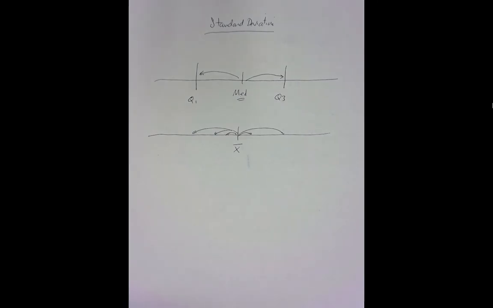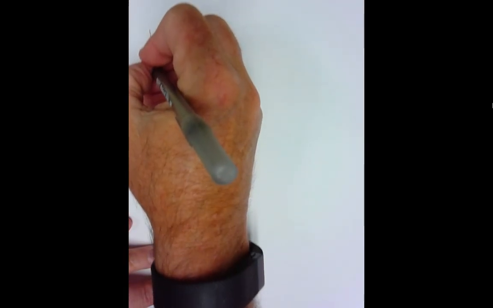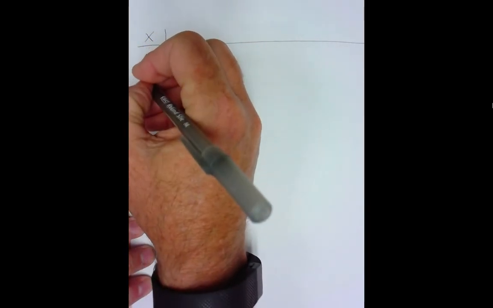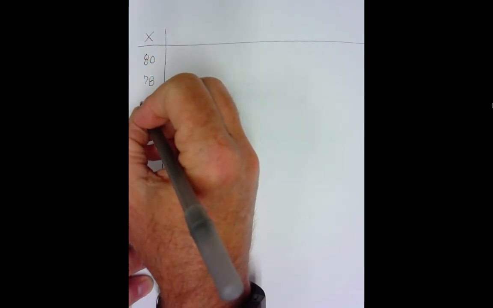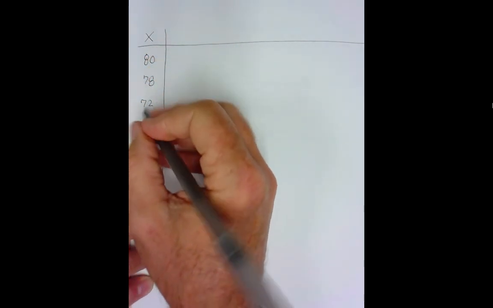Now, statistics history books show that what they did is they started out with a table. X is the universal symbol for our overall data set. So they put their data, and I'm sure they weren't looking at golf scores, but they were looking at something. We're going to look at golf scores just because we are.